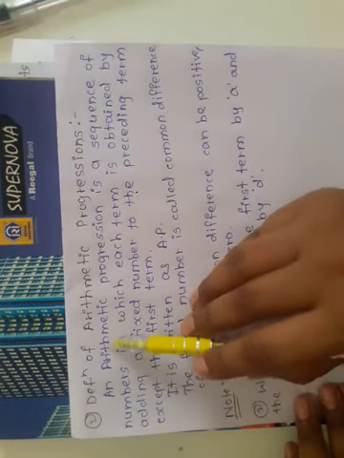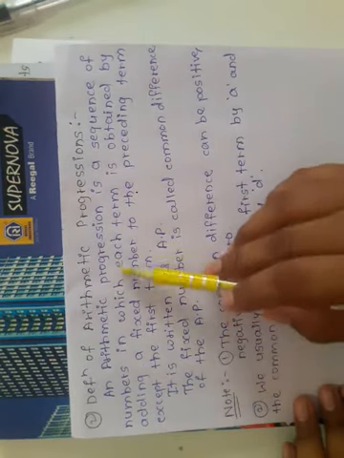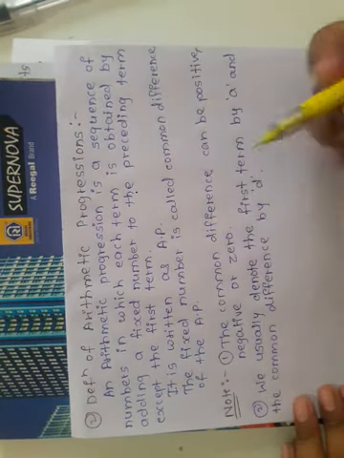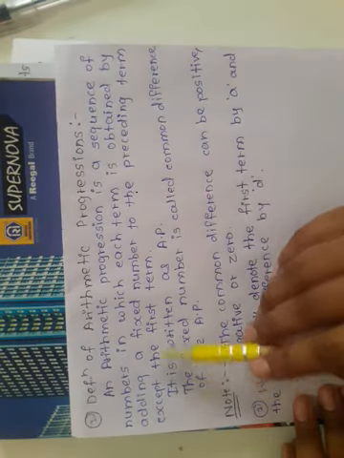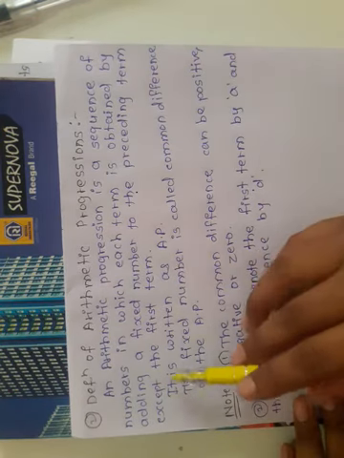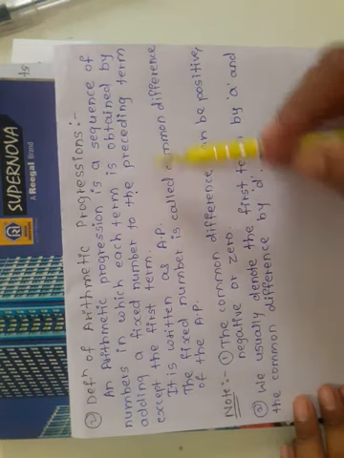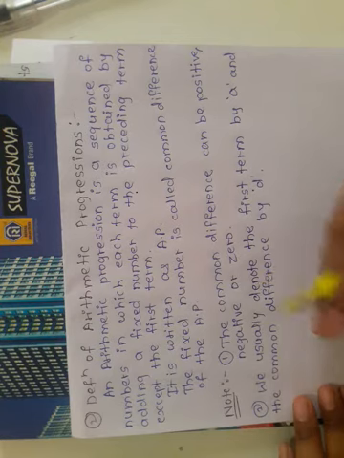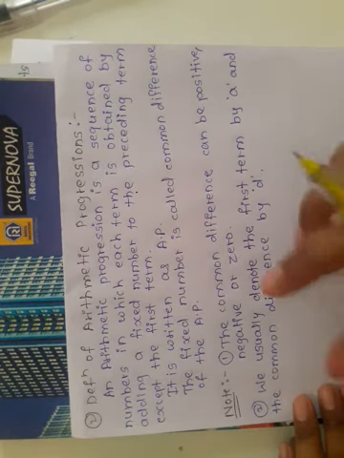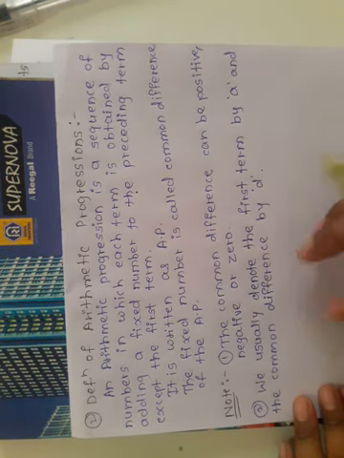Now our next definition is the definition of arithmetic progression. What do you mean by arithmetic progression? An arithmetic progression is a sequence of numbers in which each term is obtained by adding a fixed number to the preceding term or previous term, except the first term. The first term is given, and by adding a fixed number to it we get the next term, and again by adding the fixed number to the next term we get the following term.